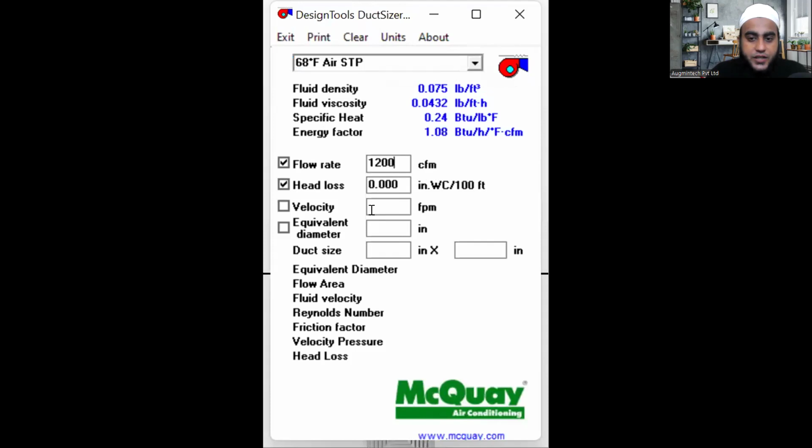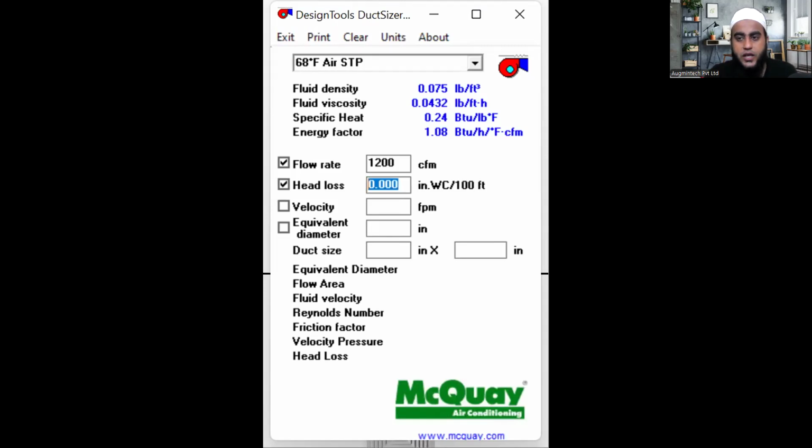Here I have written the flow rate value. Now head loss. Tell me how much head loss we have to keep at every 100 feet of duct line for commercial application. I have shown you the range from 0.08, no, 0.1 is the maximum. The range is minimum 0.08 and maximum 0.1. So here I am using 0.08, the minimum.